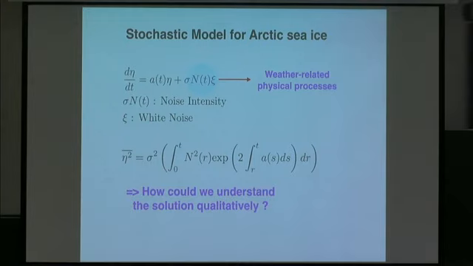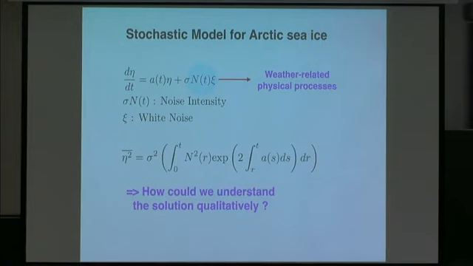Because this one is white noise, the solution is Gaussian, whose mean is 0. The whole solution is going to be represented by the standard deviation, the variance. An analytic solution exists, and it is represented like that. This one shows the degree of the variability of Arctic sea ice in this model.